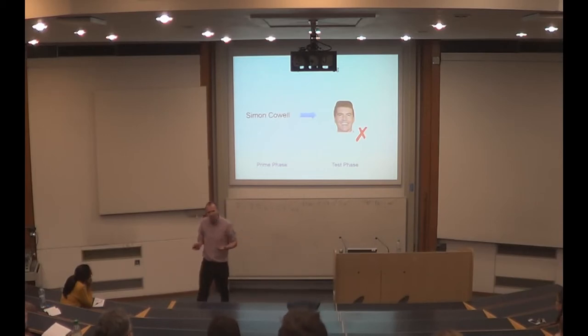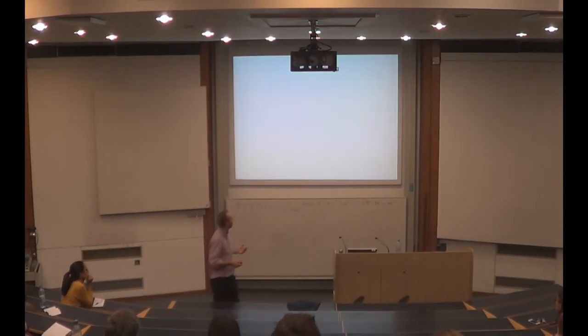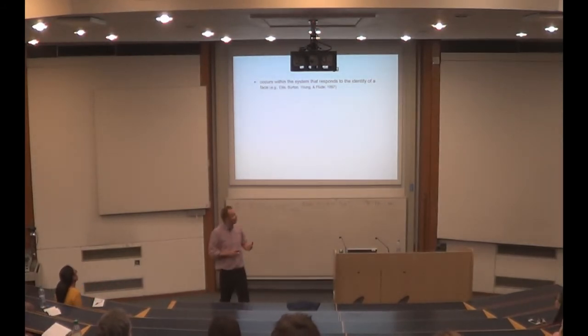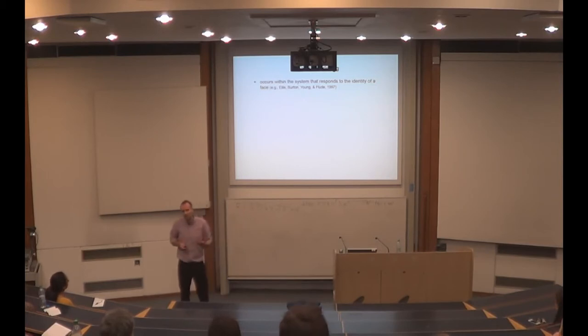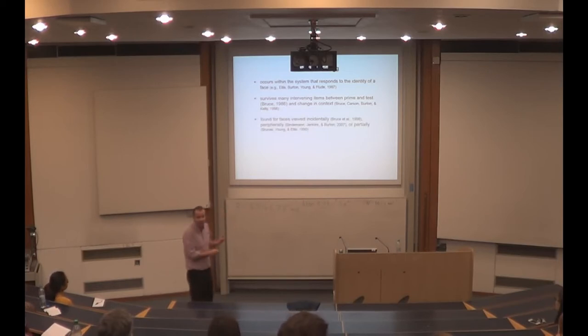Now this effect is incredibly robust. Some of the old academics that I've worked with used to love priming studies as final projects because it would just work every time. But there are a number of other aspects, I think, that make priming really interesting. So we know it occurs within the system that responds to the identity of a face. But we also know that it can survive many intervening items and a change in context, and so on. Okay? We also know that this is found for faces that are viewed incidentally and very briefly, faces that are seen peripherally, so that are not focused on directly, and even faces that are just seen partially. Okay? So as long as you see enough of that face to allow recognition.